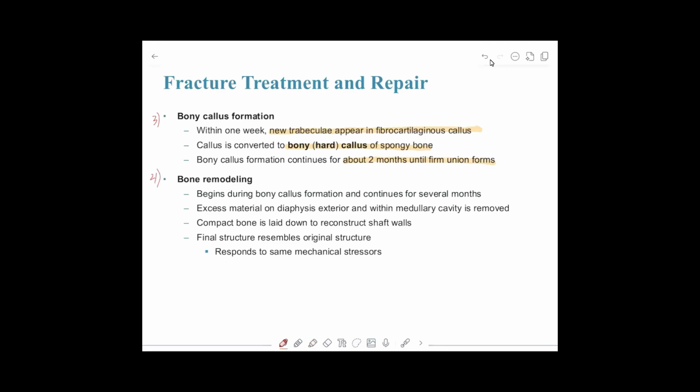And then finally, the last step is bone remodeling. It begins during the callus formation and continues for several months. The excess material on the diaphysis, exterior and within the medullary cavity, is removed. Now compact bone is laid down to reconstruct the shaft walls, and the final structure resembles the original structure.